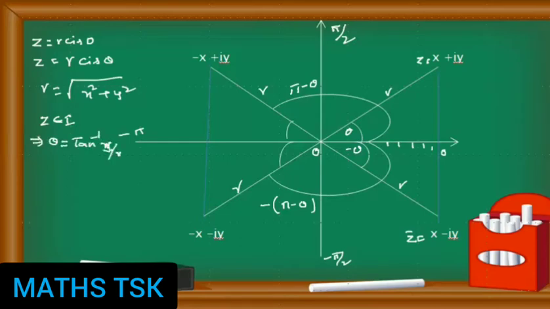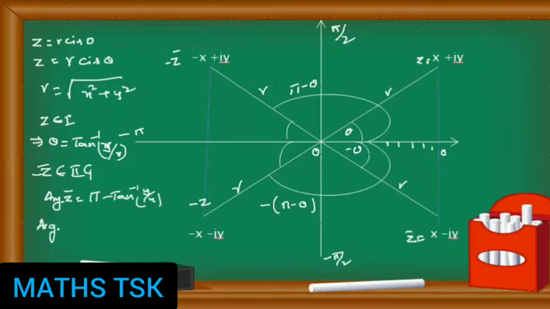First, we have to calculate tan inverse of y by x, taking x and y positive. If you observe that z belongs to the second quadrant, we write theta as arg z equals pi minus tan inverse of y by x. Here we have z, z bar, minus z, and minus z bar. Minus z bar belongs to the second quadrant. The argument of minus z bar is pi minus tan inverse of y by x.